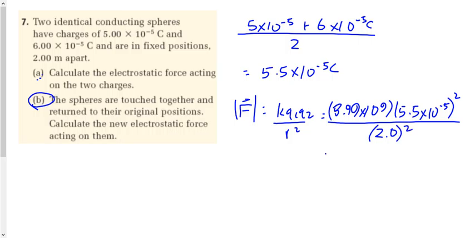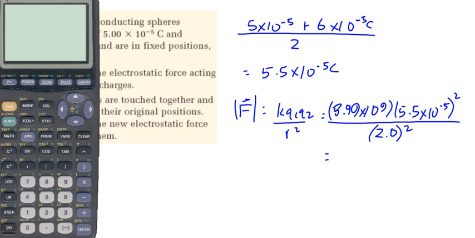Common mistake here is forgetting to square that. So let's figure out what this is now. Let's say 8.99 times 10 to the 9 times, let's use my brackets here, 5.5 times 10 to the negative 5, and the bracket, and let's square that term. And then let's divide that by 2 squared. We end up getting 6.79 or 6.80, I guess it would be.